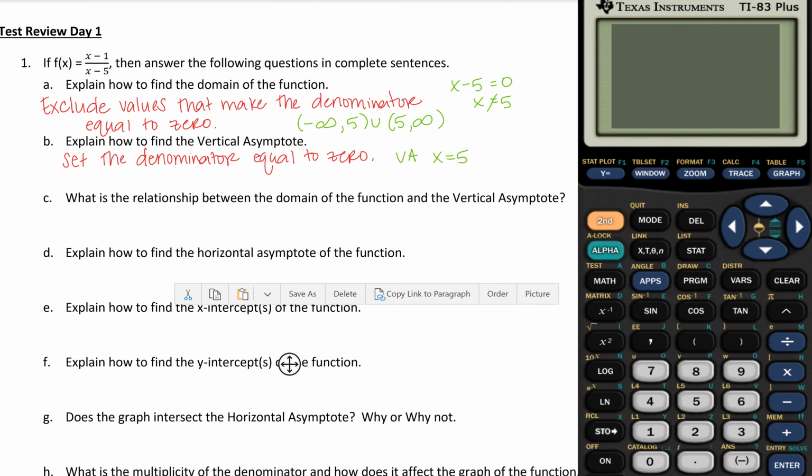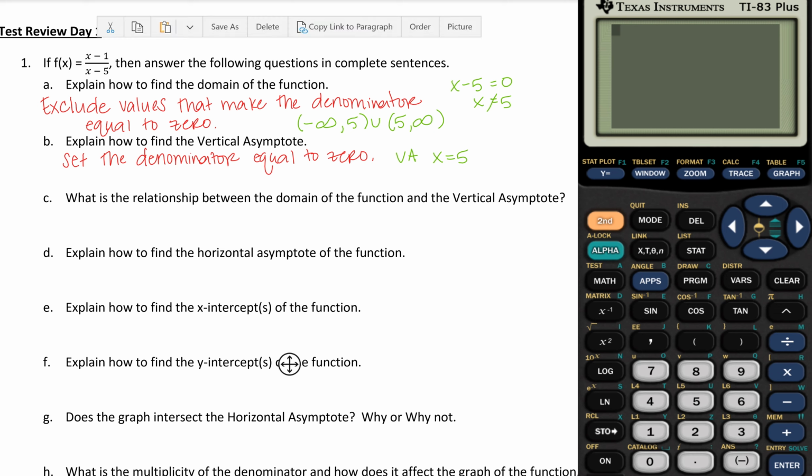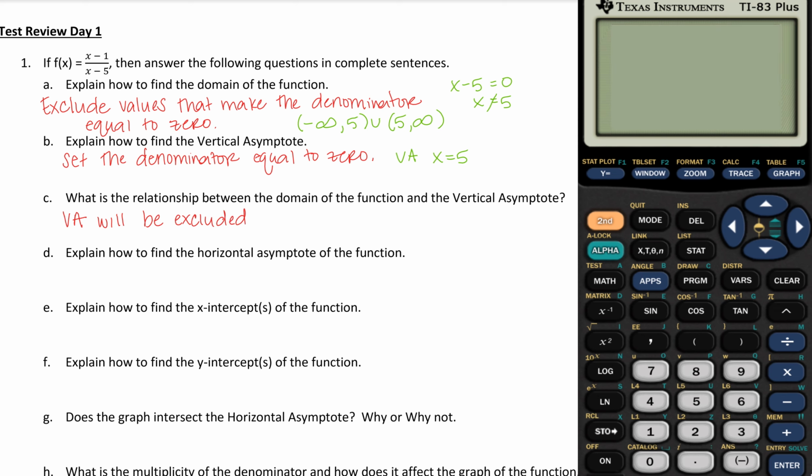All right, for C, it says, what is the relationship between the domain of the function and the vertical asymptote? Well, the vertical asymptote will be excluded from the domain of the function. All right, just like I showed you up here, it'd be negative infinity to 5, union 5 to infinity. It is excluded in the domain.